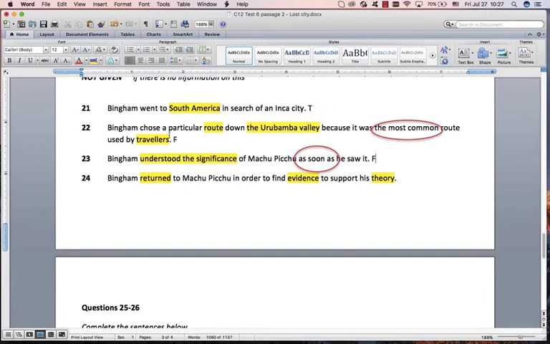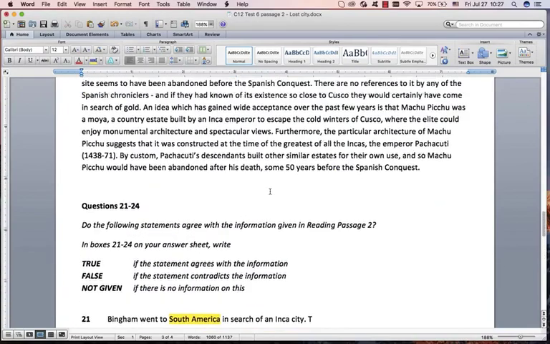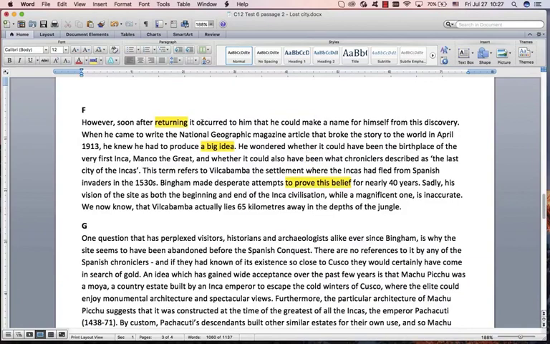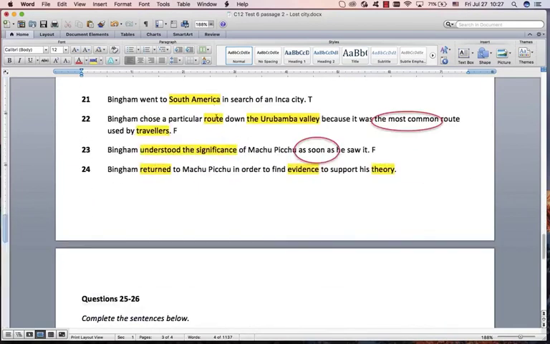If you're quite sure about this, and this, true, false, false, then that means this will be not given. But maybe you're not so sure about these. He returned to find evidence to support his theory. He returned. Yes. But it doesn't say anything about finding evidence to support his theory. There is a theory there, but there's nothing about evidence. There is proof, but that's for 40 years. So we don't know if he returned there specifically to find evidence. Because I'm confident about these three, I'm pretty confident that this one is not given.